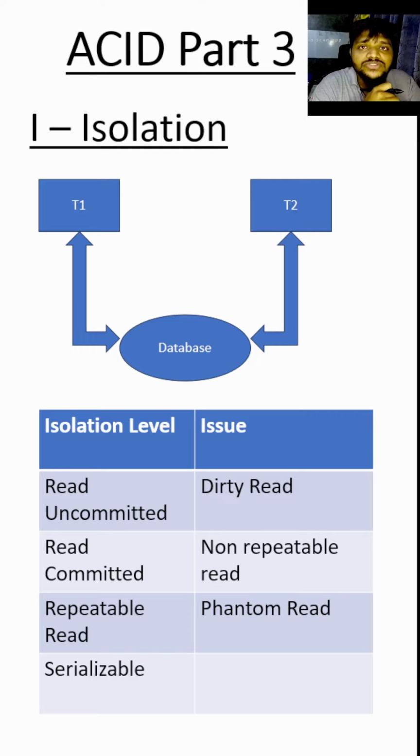So I stands for isolation in ACID property. When two transactions are executing at the same time on the same row, there can be several read and write issues. I have created a dedicated playlist on that. Please do watch that before continuing this video, because that is an essential thing for you to understand before understanding isolation. What isolation does is, isolation helps in resolving those read and write issues.